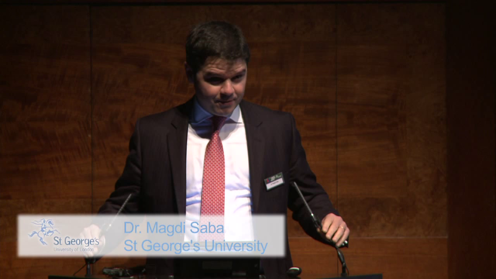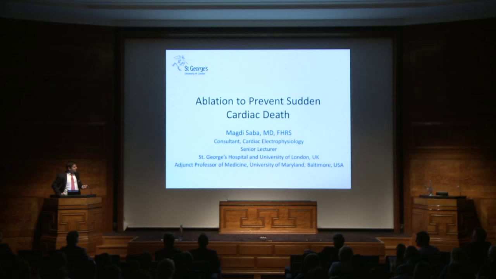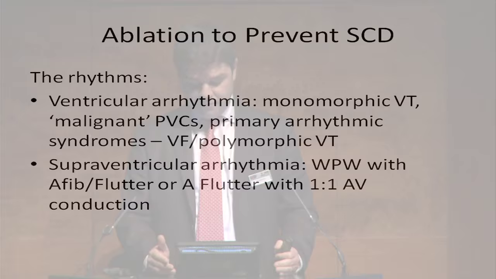Okay, so I've been charged with this task in 20 minutes to talk about ablation and how it can help in preventing or reducing the risk of sudden death. So what are the rhythms we're talking about? Really, ventricular arrhythmia is the main culprit here: monomorphic VT, polymorphic VT, malignant PVCs inducing VF, and also some types of supraventricular arrhythmia, mainly associated with WPW, with atrial fibrillation, or flutter with one-to-one AV conduction in certain circumstances.